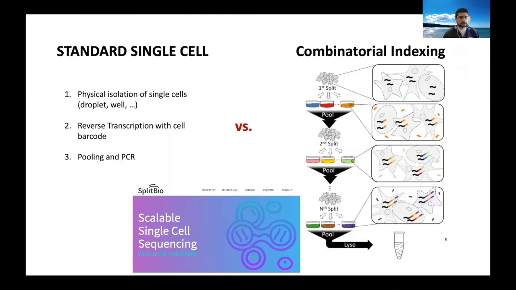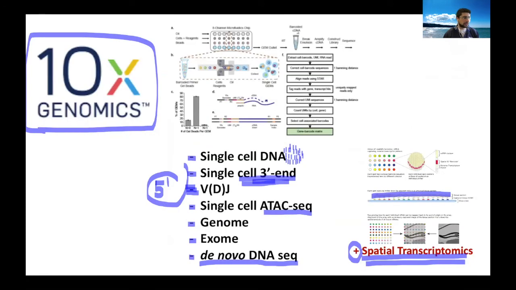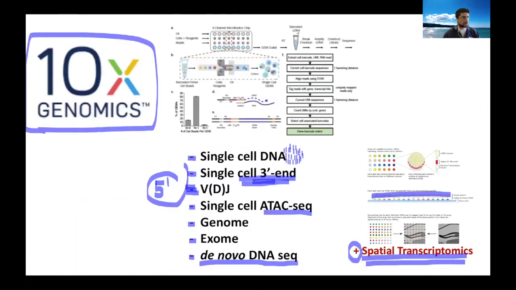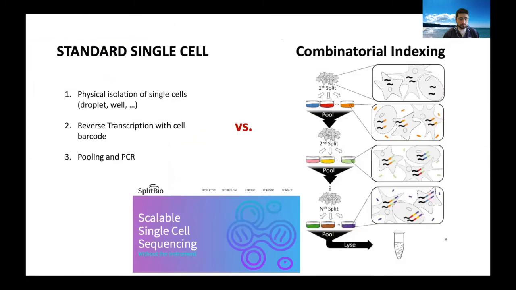All these approaches that I told you about require an instrument, a specific instrument that does that. 10x has an instrument for the emulsion of cells and for the creation of those droplets. And BD has this instrument right here that allows you to deposit one cell per microwell.